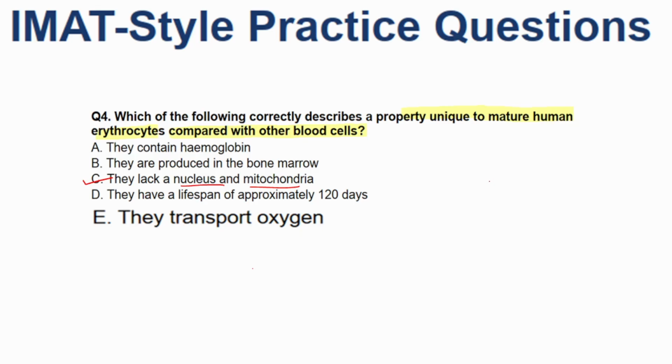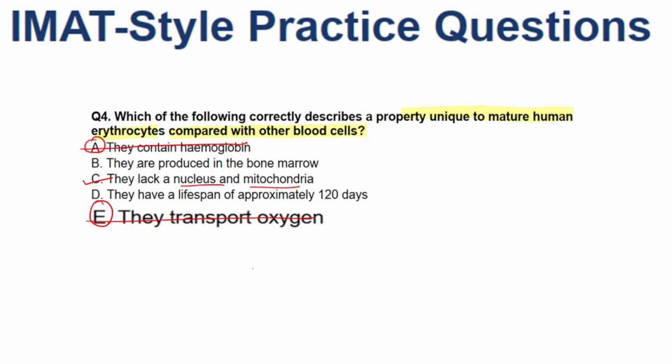Let's carefully evaluate why the other options do not satisfy the criteria for a property unique to erythrocytes compared with other blood cells. Option A, they contain hemoglobin, and option E, they transport oxygen, are closely related functional properties. While hemoglobin and oxygen transport are indeed the primary characteristics of erythrocytes, these options describe what they contain and do, rather than a structural cell biology trait that distinguishes their cellular architecture uniquely from all other blood cell populations. So they are not correct.